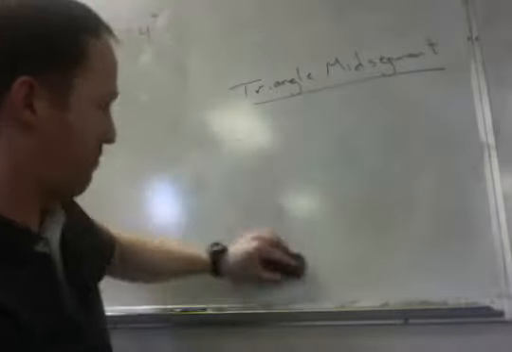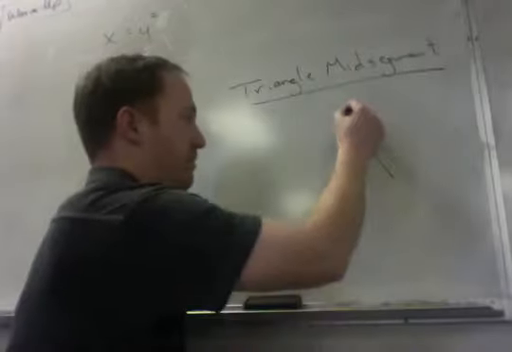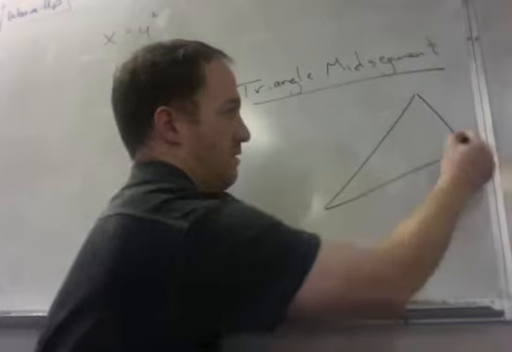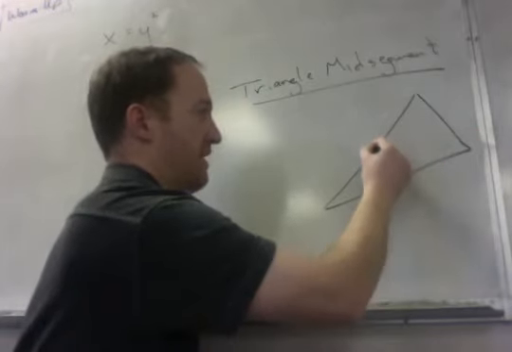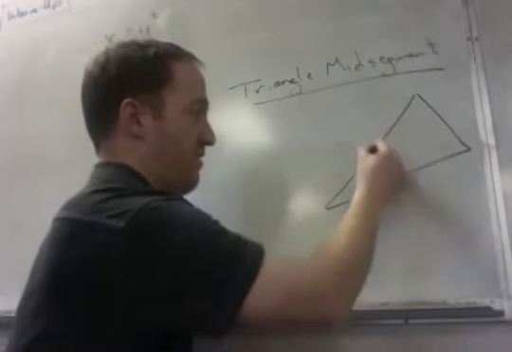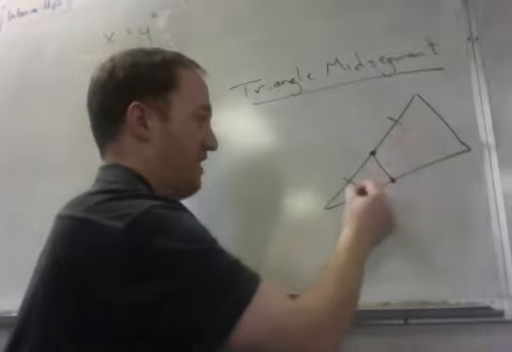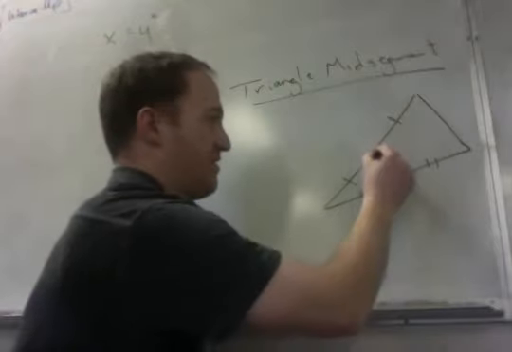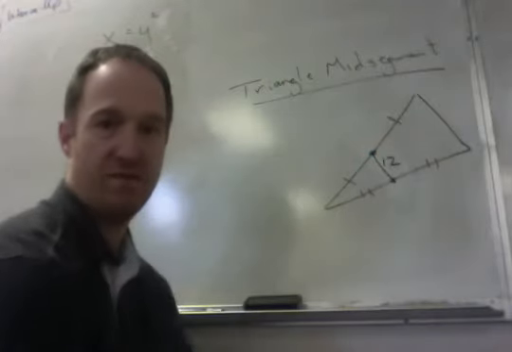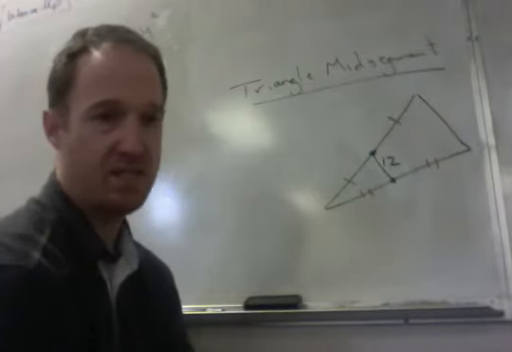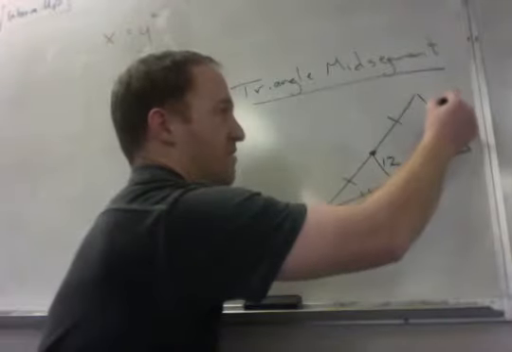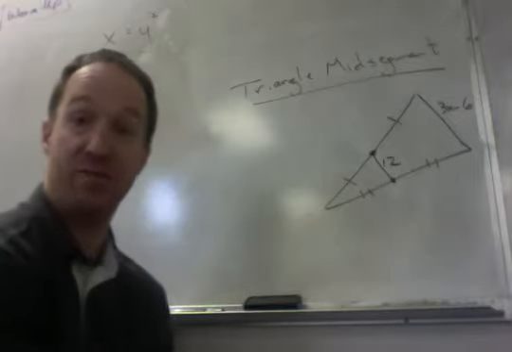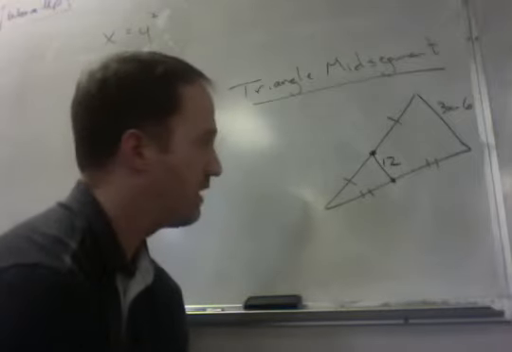Let's look at one more example. Well, we're going to connect the midpoints of those two sides. So these are the same, and these are the same. Let's say that this midsegment here is 12 units long. Let's say this one is 3x minus 6. And we want to find the value of x in this diagram.